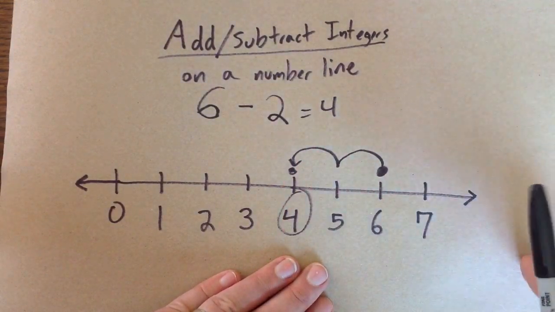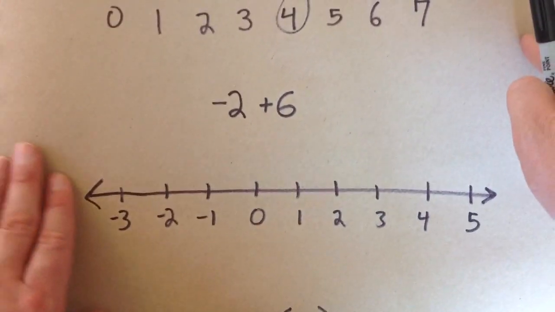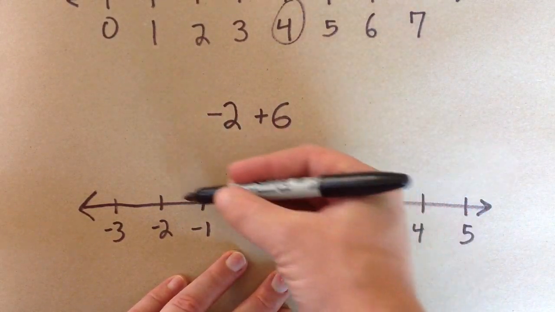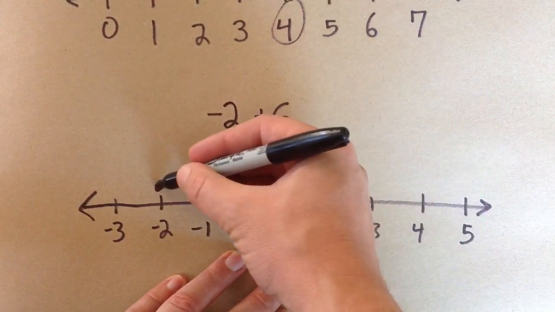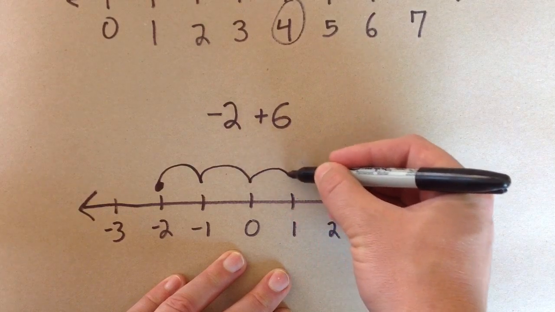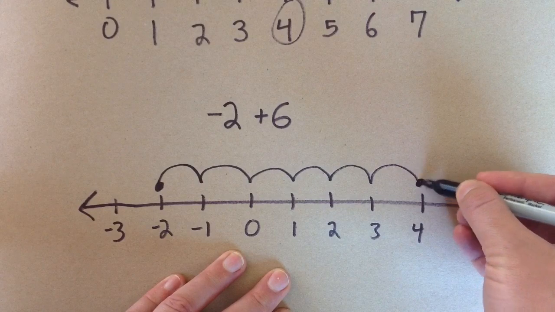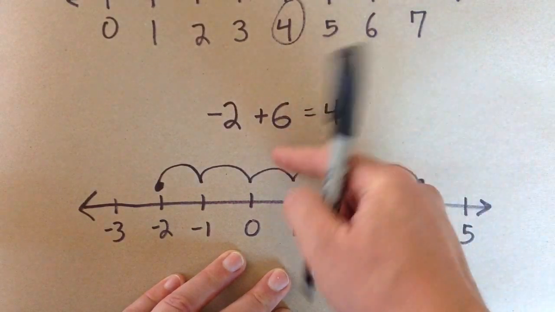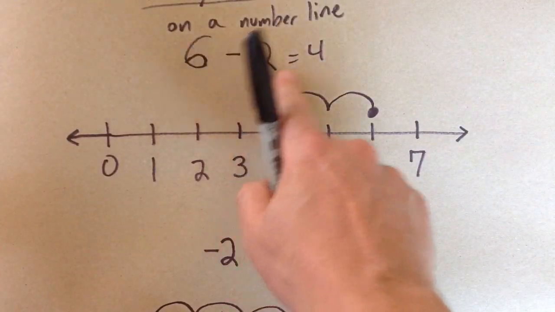Now that should seem pretty simple to you by now in 6th grade, but moving on, let's take a look at this. We can see we have an integer, negative 2 plus 6. So remember, the first number is my starting place, negative 2. Now I'm going to go plus 6, which means I'm going to move to the right 6 times. 1, 2, 3, 4, 5, 6. So my end point is positive 4. So negative 2 plus 6 equals 4, which is the same as 6 minus 2 equals 4.